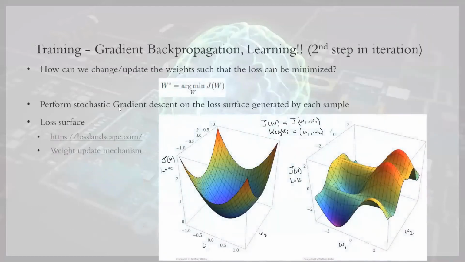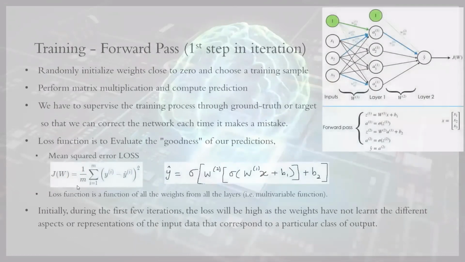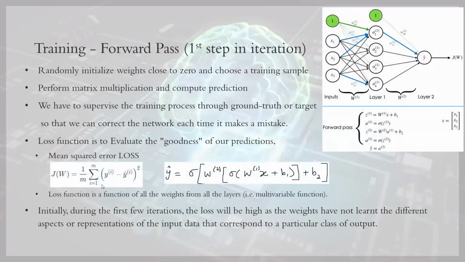Okay, so now we come to the second step. This is where the learning part actually happens. What is learning, where does it actually happen? The learning happens through this process called gradient backpropagation. So what is this gradient backpropagation? Now we have a loss function, and it is telling how much deviation there is from the target values.